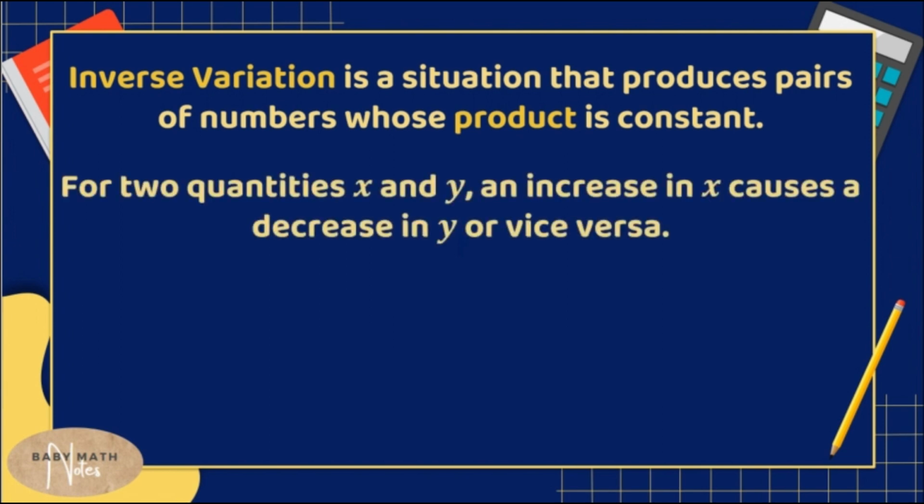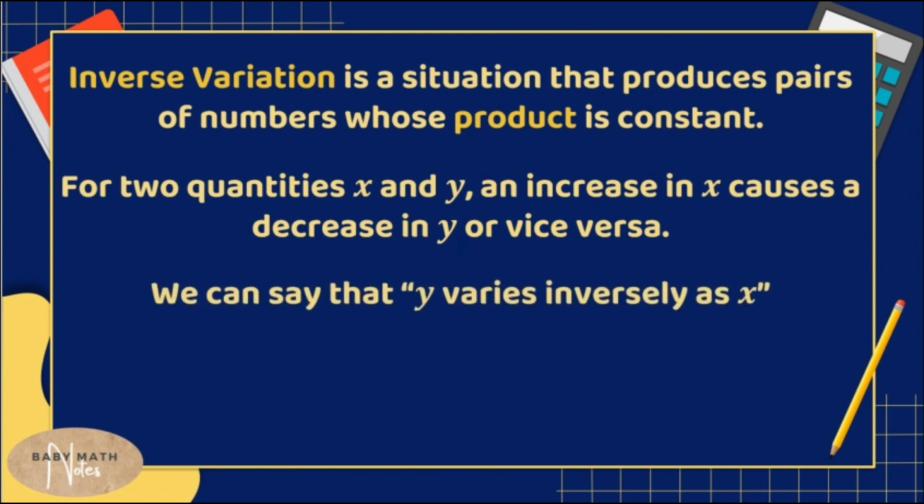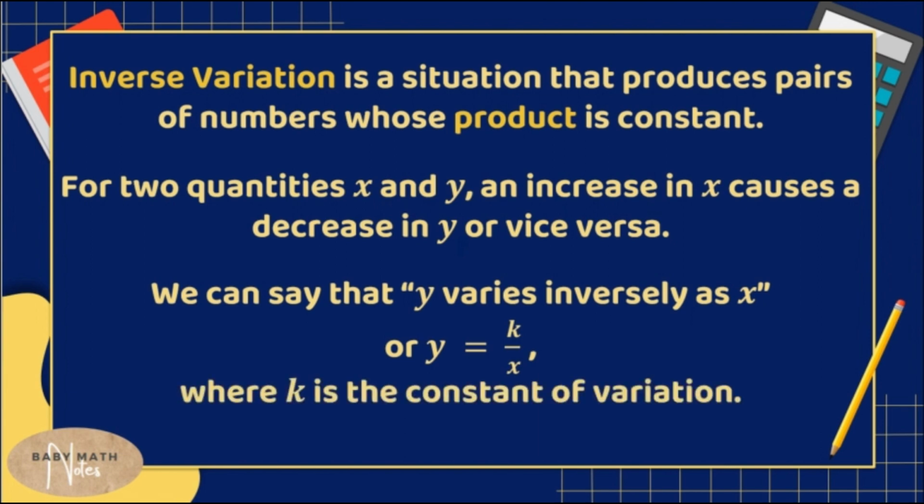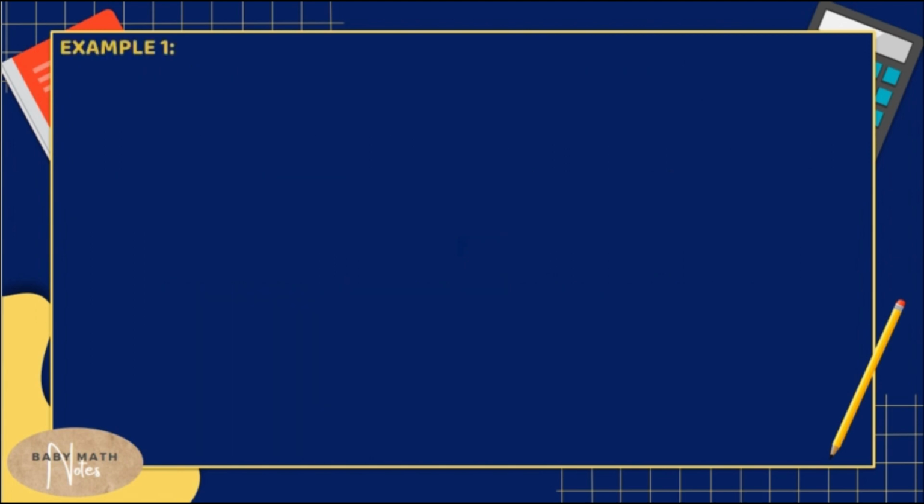For two quantities x and y, an increase in x causes a decrease in y or vice versa. So, kapag tumataas yung isang quantity, yung other quantity natin bumababa. Or vice versa. Kapag yung isa pababa, yung isa naman increasing. We can say that y varies inversely as x. Or y is equal to k over x, where k is the constant of variation. So let us have an example.